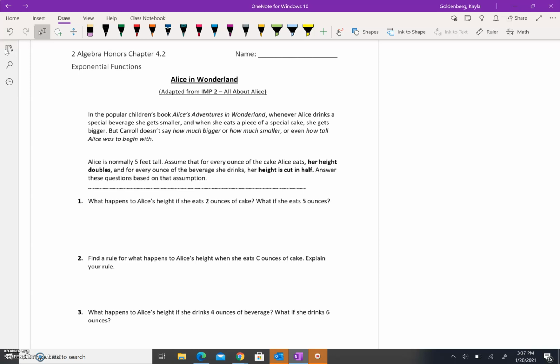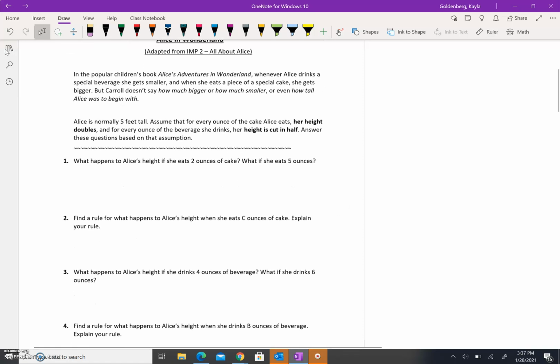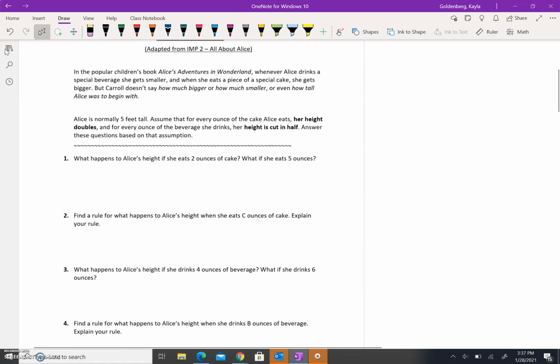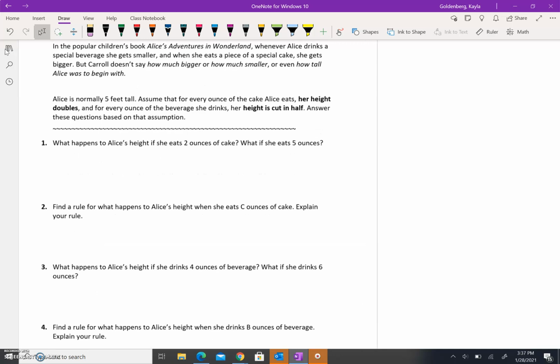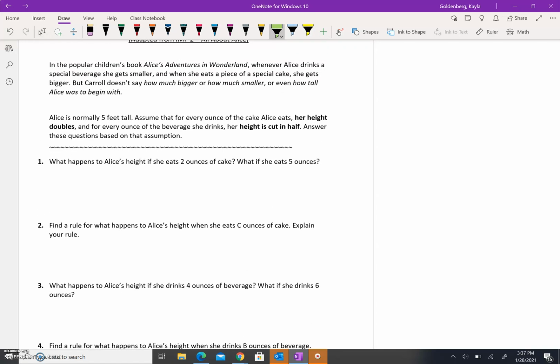To connect it, we're going to be looking at an example with Alice in Wonderland. So feel free to read through the directions, and then there's a couple of questions here, so I'm going to just zoom in on these questions. It's going to ask you to think about what happens to Alice if she eats 2 ounces of cake versus 5 ounces. We'll want to read through the rules that say that whenever she drinks something, she gets smaller. And whenever she eats cake, she gets bigger.